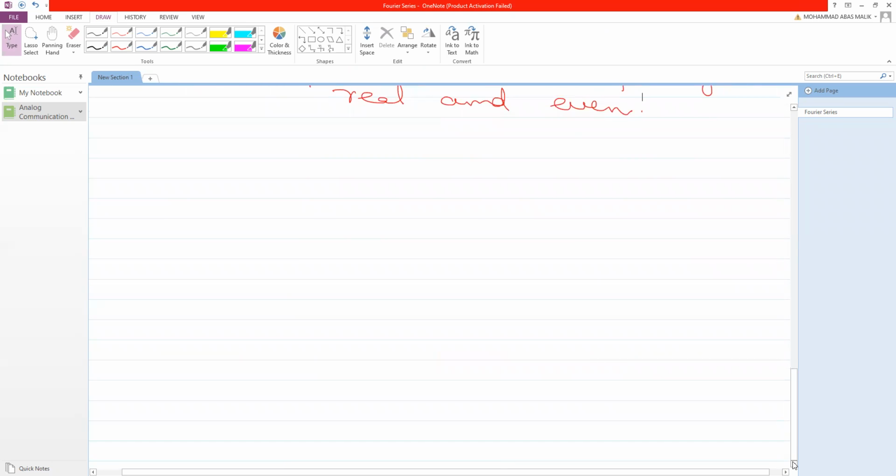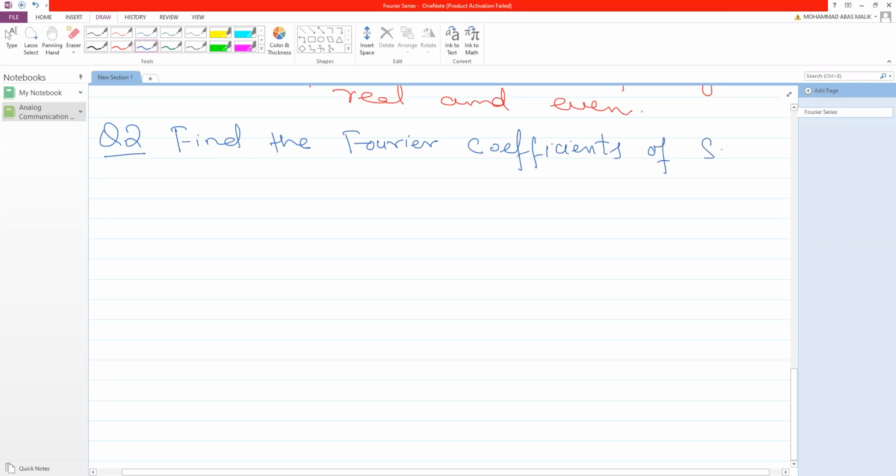Similarly, if I tell you to find the Fourier coefficients, the question is this. I will write the second question: find the Fourier coefficients of sine of omega naught t. What will you do? Similarly, the same procedure. Sine of omega naught t.